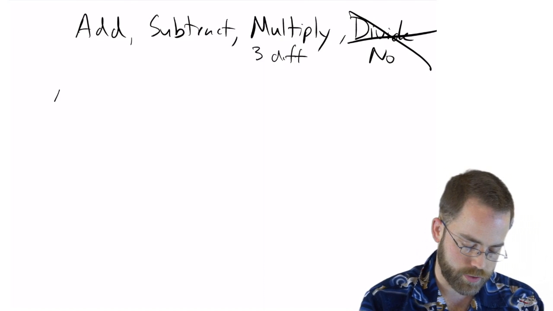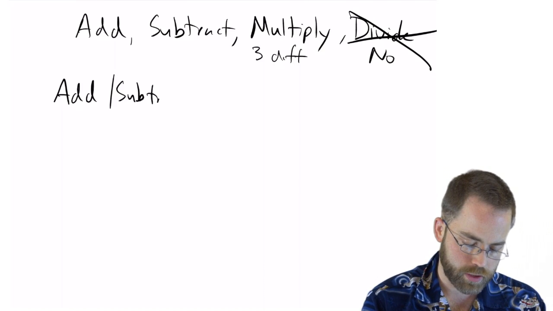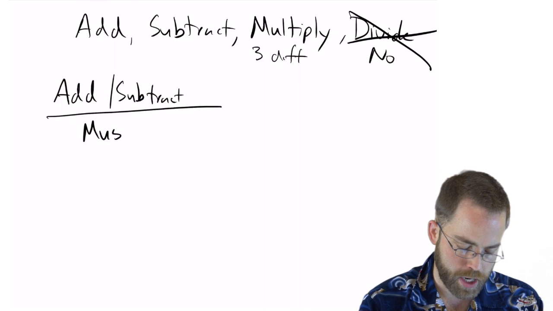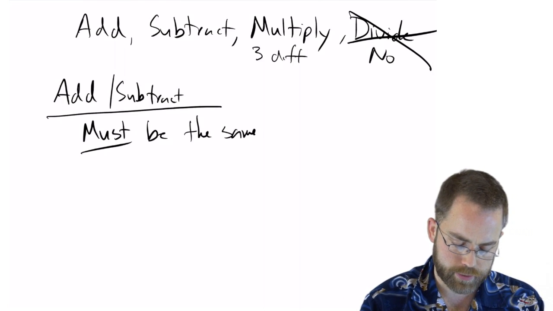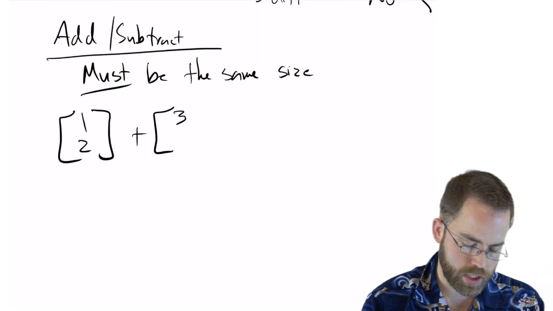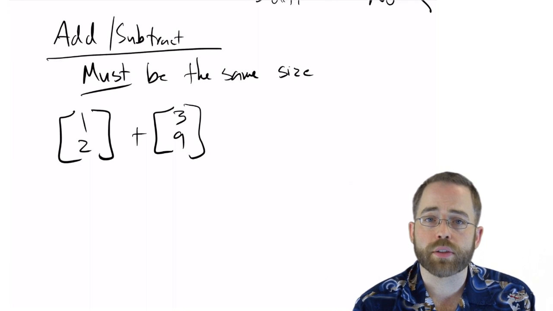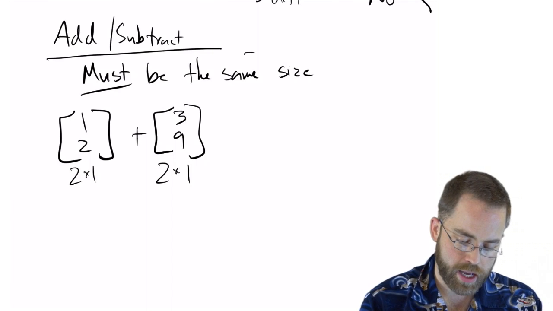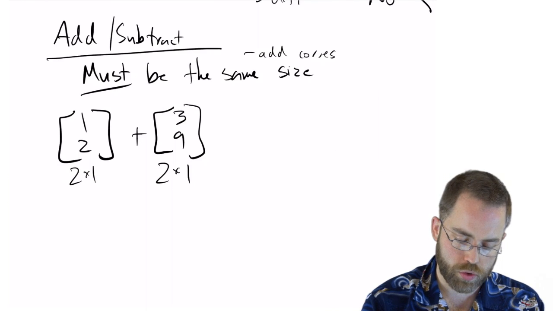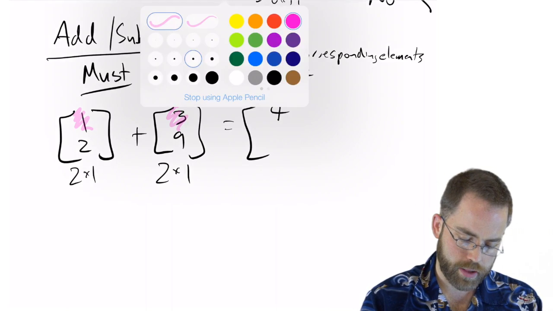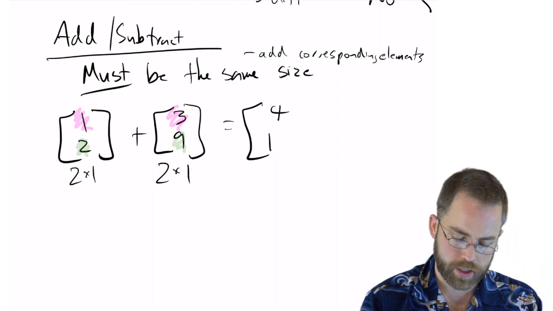Let's start with adding, okay? The first thing is that adding and subtracting require matrices of the same size. So you must be the same size. For example, if I had 1, 2 plus 3, 9, I can add those because the first one is a 2x1 and the second one is a 2x1. And I'm simply going to add corresponding elements. So in this case, I add the 1 and the 3, and I get 4, and then I add the 2 and the 9, and I get 11.